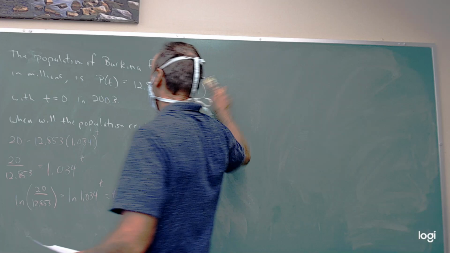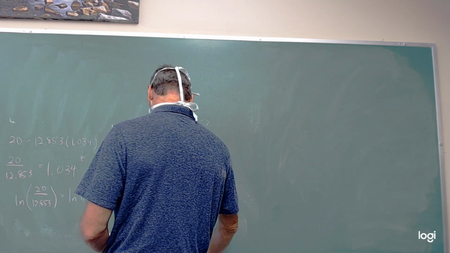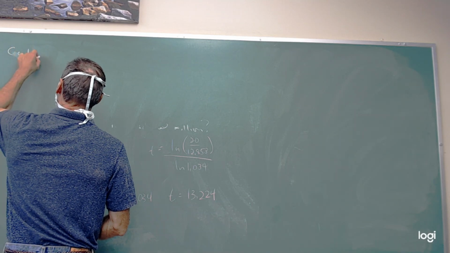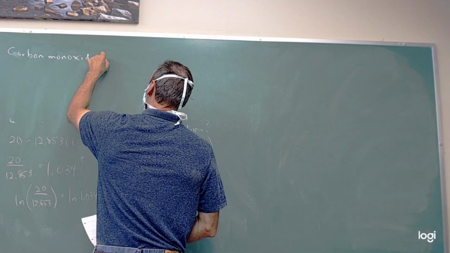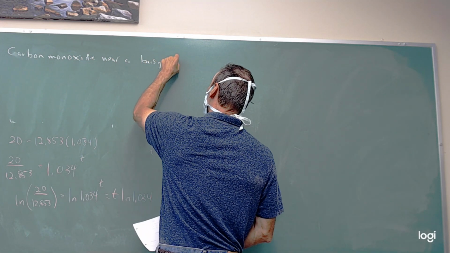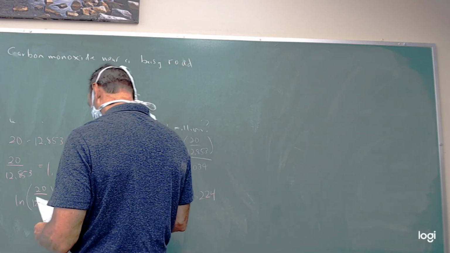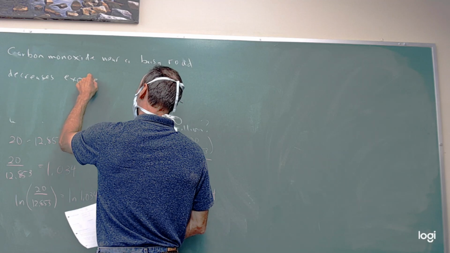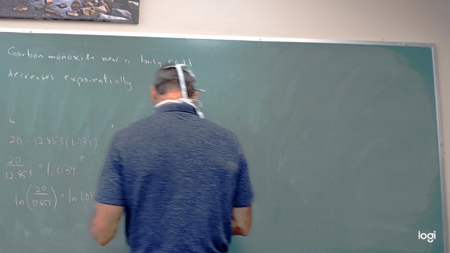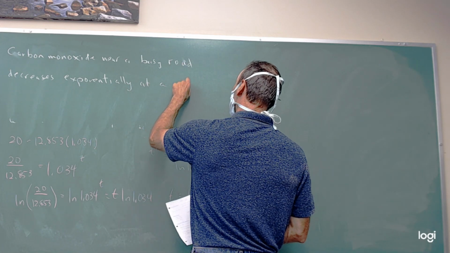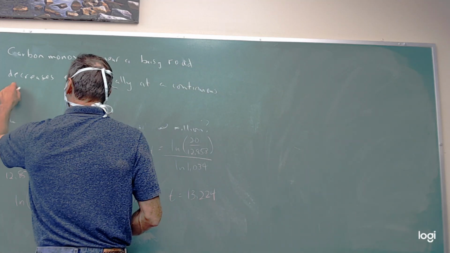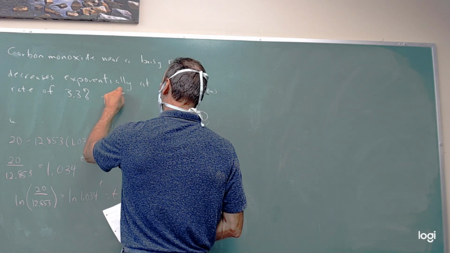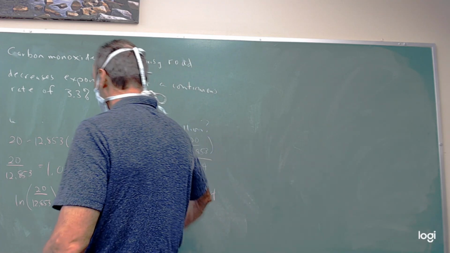Okay, cool. All right, so let me give you a little bit different one here. Carbon monoxide near a busy road decreases exponentially at a continuous rate of 3.3% per meter. Kind of funny units there.